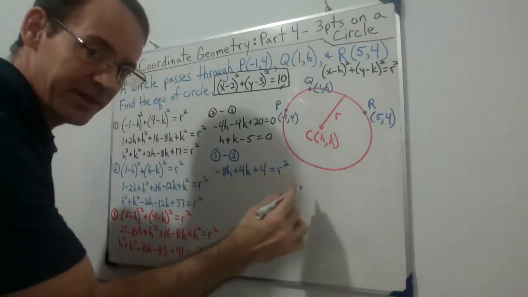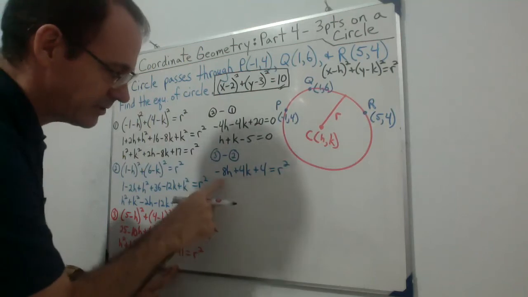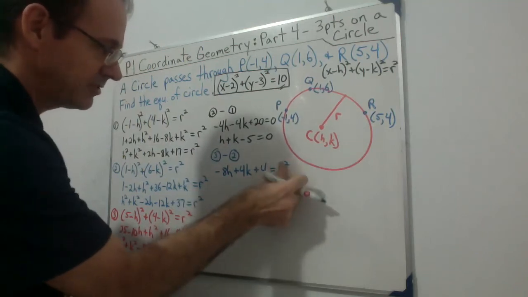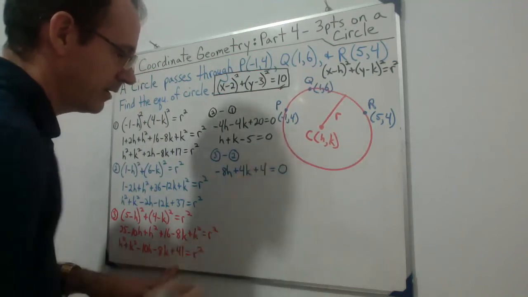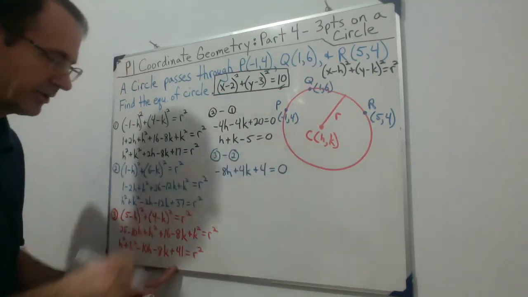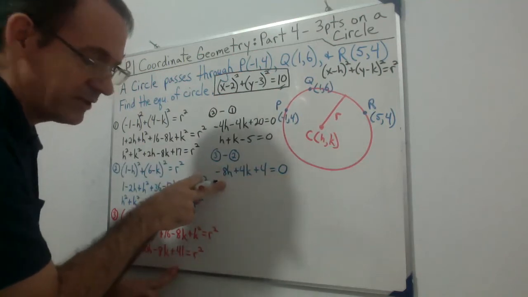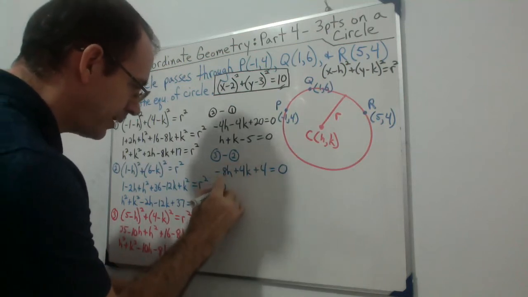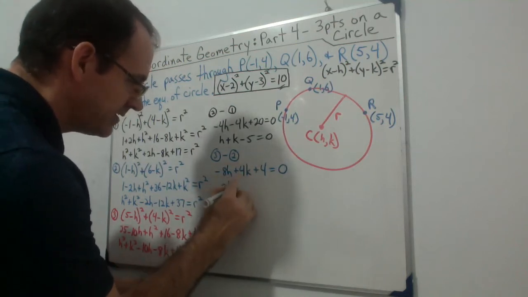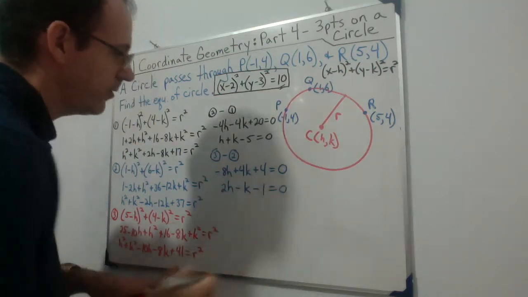Again, we see something common that we can divide out. I'm going to divide out a negative 4. Oops, sorry, I put r squared here. Don't know why I put r squared there. R squared minus r squared is 0. So I see a 4 common. I like my front one to be positive, so I'm going to divide by negative 4. That gives me a positive 2h, negative k, minus 1 equals 0.